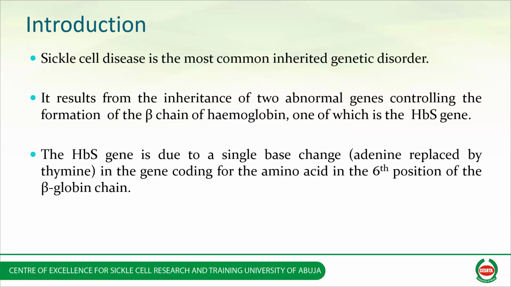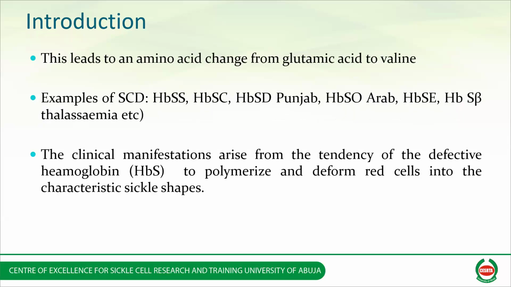Sickle cell disease is the most common inherited genetic disorder. It results from the inheritance of two abnormal genes controlling the formation of the beta chain of hemoglobin, one of which must be the hemoglobin S gene. The hemoglobin S gene is due to a single base change, adenine replaced by thymine in the gene coding for the amino acid in the sixth position of the beta globin chain. This, of course, leads to an amino acid change from glutamic acid to valine.